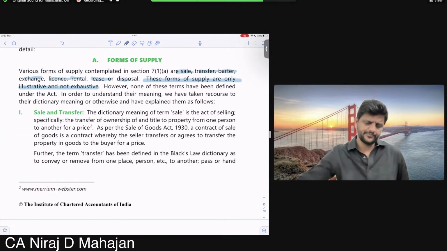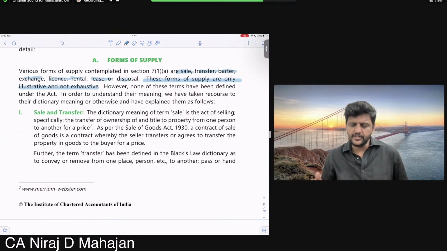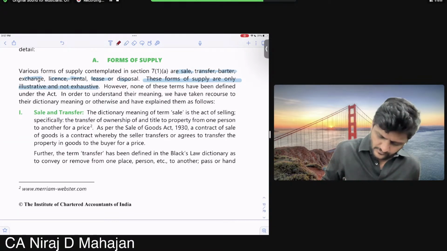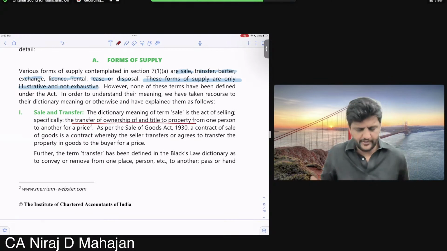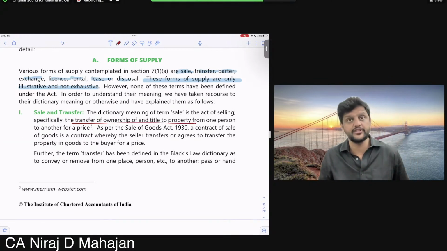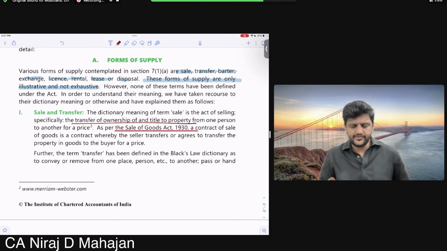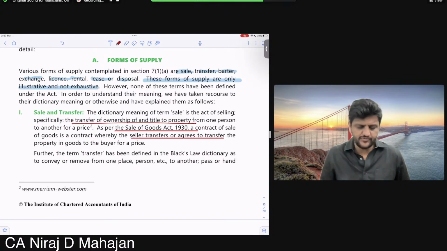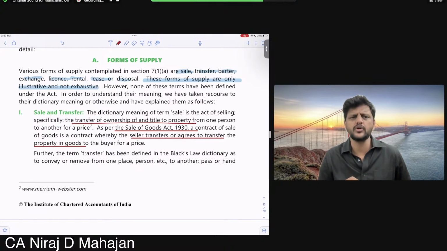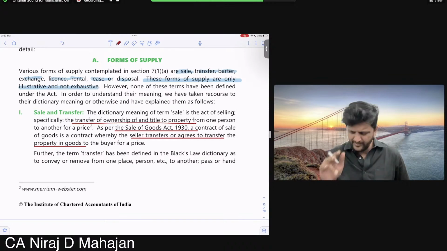है ना? चलेगा? The dictionary meaning of the term sale is the act of selling, specifically the transfer of ownership and the title to property from one person to another. That is your definition meaning. Under the Sale of Goods Act, a contract of sale of goods is a contract where the seller transfers or agrees to transfer the property in the goods to the buyer for a price. That is what property means. What, बच्चों, again? Ownership. है ना? Remaining much we don't need to do.